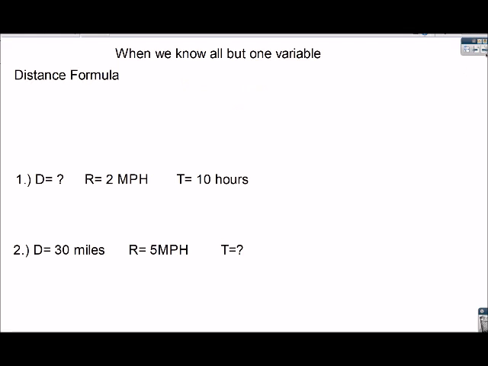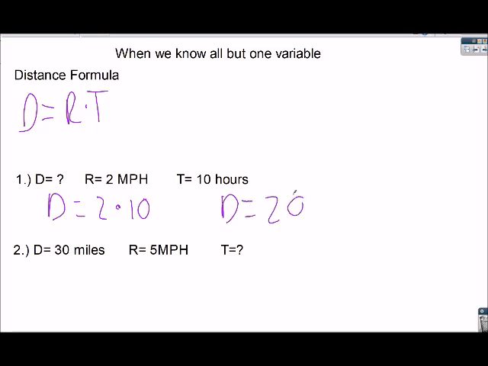Let's first look at our distance formula, which is distance is equal to rate, how fast I go, times time. So with that information, let's look at what we would do if we wanted to find how far we went, given I went 2 miles an hour for 10 hours. So I would just take my formula and put 2 in for my rate, 10 in for my time, multiply those, and I would have gone 20 miles.